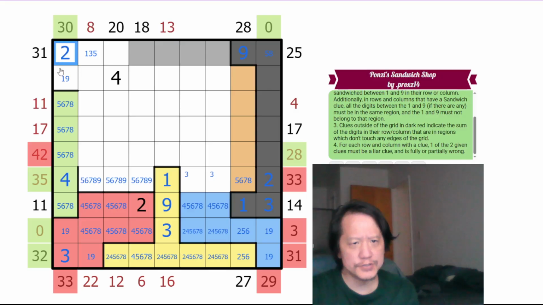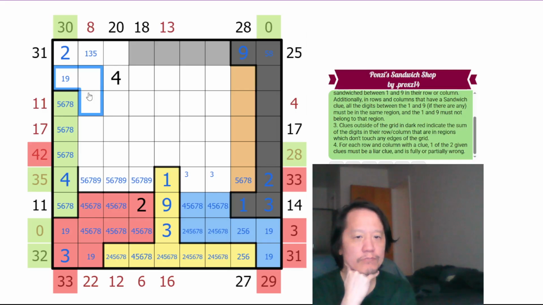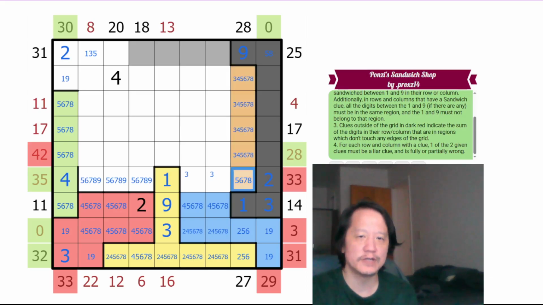I think these two have to be in the same region, and they have to go out this way. Oh, that's not true. You could go 4 that way and then 2 that way. That is possible. Unlikely, but possible. Remaining digits in column 8. We have 3, 4, 5, 6, 7, 8.